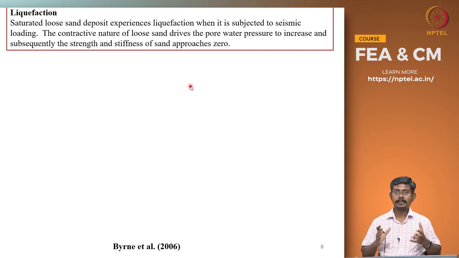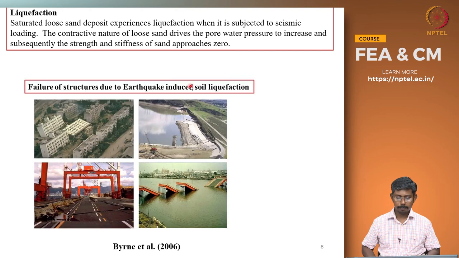So altogether, this excess pore pressure develops due to the contractive behavior of soil. That's the way how it responds to the cyclic shear loading. And once this excess pore pressure reaches the initial effective stress of soil, the soil is said to have no strength and stiffness, which is the fluidized state of soil.